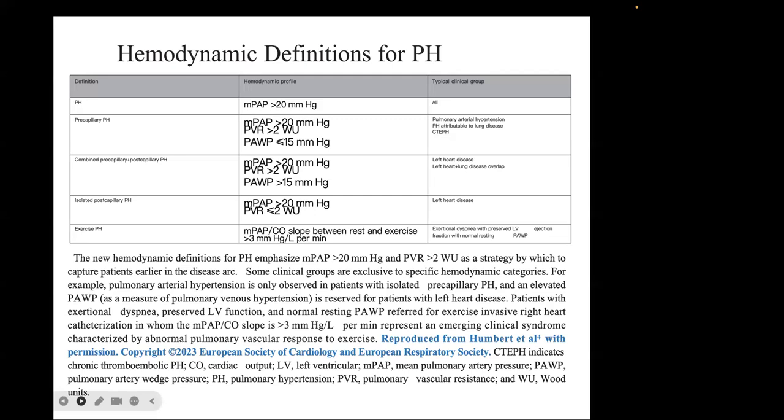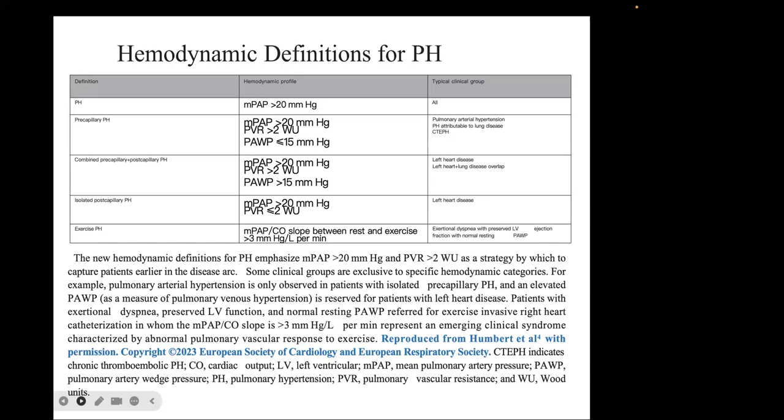The new hemodynamic definition for pulmonary hypertension emphasizes mean pulmonary artery pressure more than 20 and PVR more than 2 Wood units, a strategy by which to capture patients earlier in the disease. Some clinical groups are exclusive to specific hemodynamic categories. For example, pulmonary arterial hypertension is only observed in patients with isolated precapillary pulmonary hypertension and normal pulmonary artery wedge pressure, as measured. Pulmonary venous hypertension is reserved for patients with left heart disease.